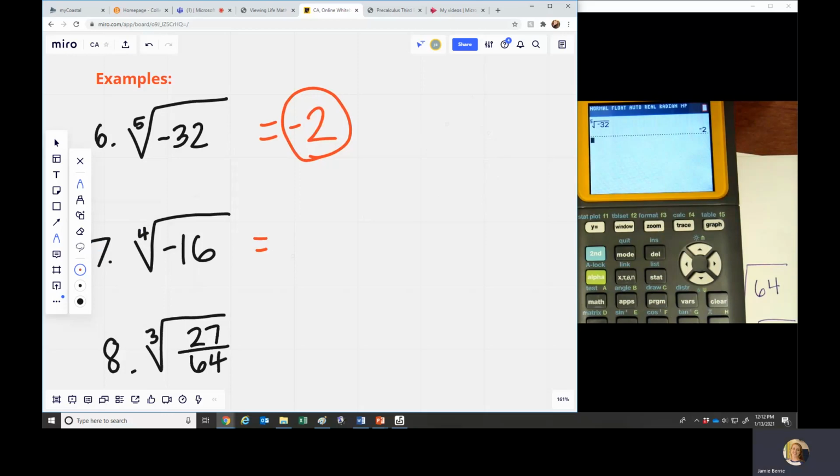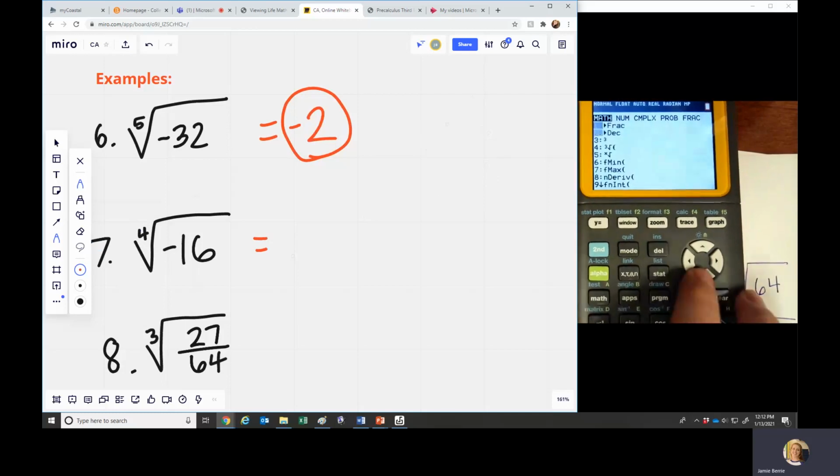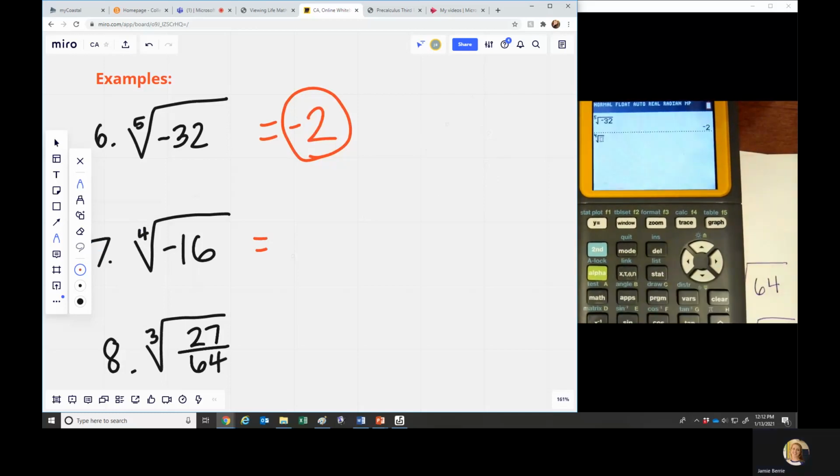All right, so now we have the fourth root of -16. So fourth root, type in 4 because that's the index. Go down to option number 5, and type -16. Non-real answer. So that'll be one of your options. We'll just say non-real answer.